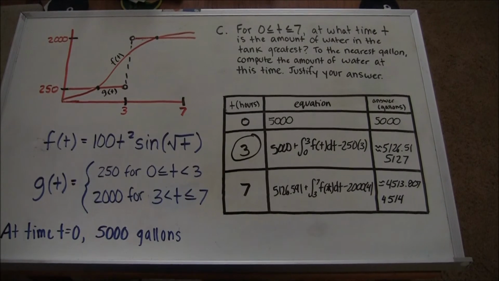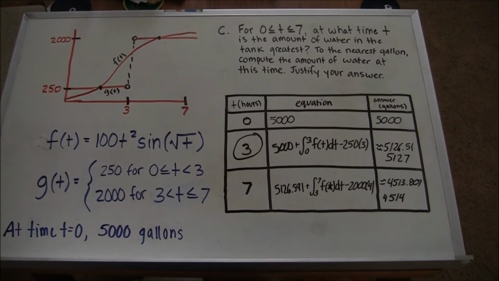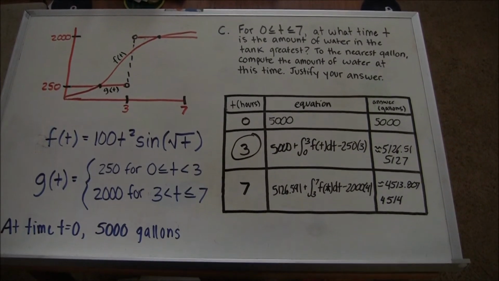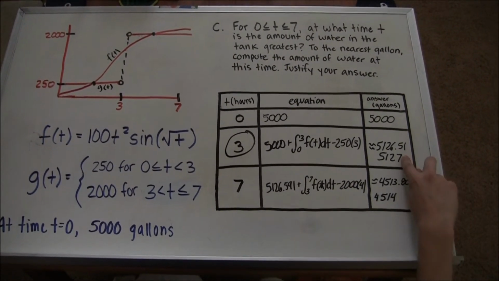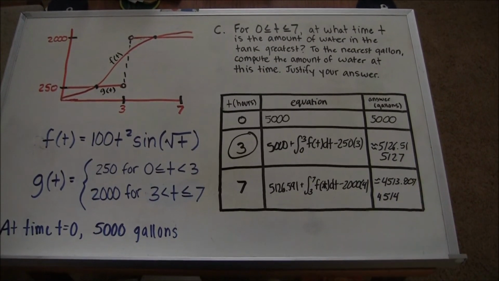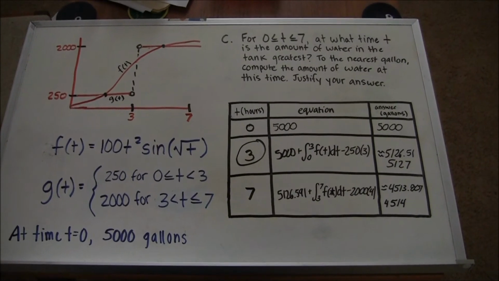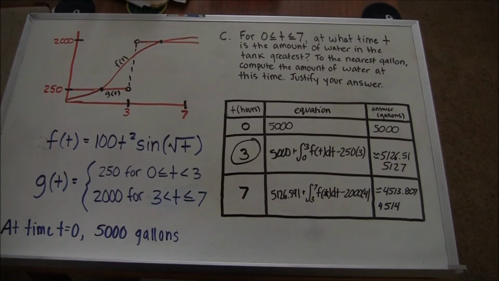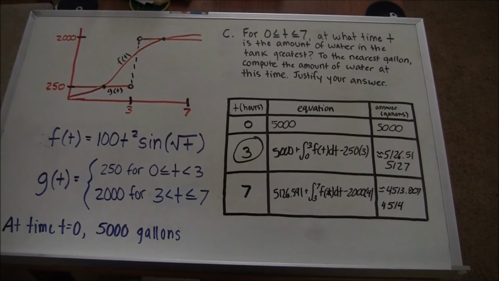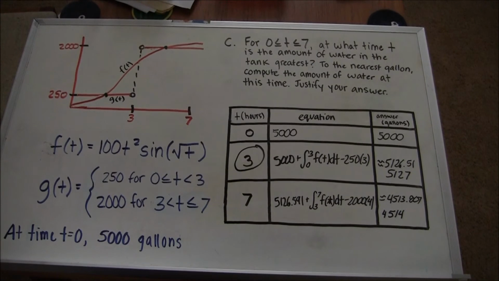Part 2 is much simpler to complete since we've found the answer in the last part. At t equals 3, we found the amount of water within the tank to be approximately 5,127 gallons. A sufficient answer for this problem would be as follows. The greatest amount of water in the tank is at 3 hours. At 3 hours, the amount of water within this tank is approximately 5,127 gallons.